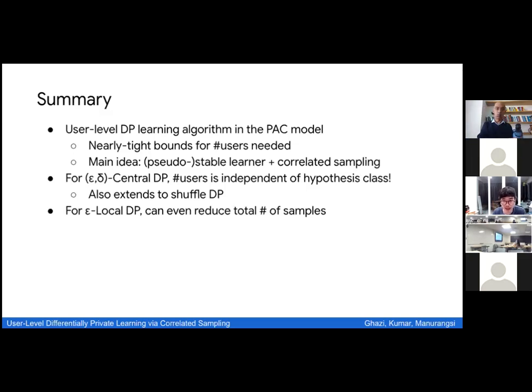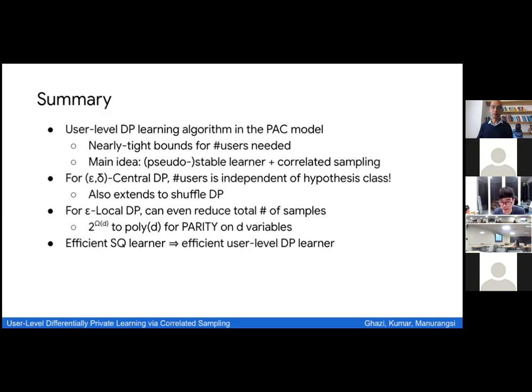For local DP, as I stated earlier, it even reduced the total number of samples in some cases, such as parity from exponential in D to poly in D.